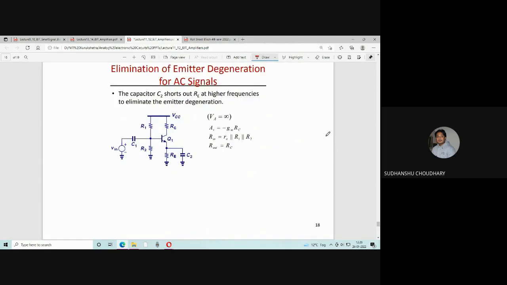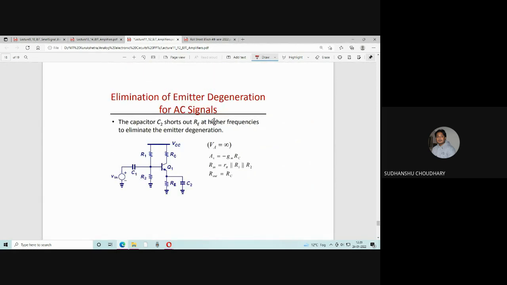Now, I think this would be my last slide for the day. Now, one can eliminate the emitter degeneration for AC signals. Because we understand that the gain of this amplifier when we are having the emitter degeneration is divided by 1 plus gm RE. So the gain goes down because of this RE. So AC gain, right? Because we are trying to amplify the AC small signal, the AC gain goes down.